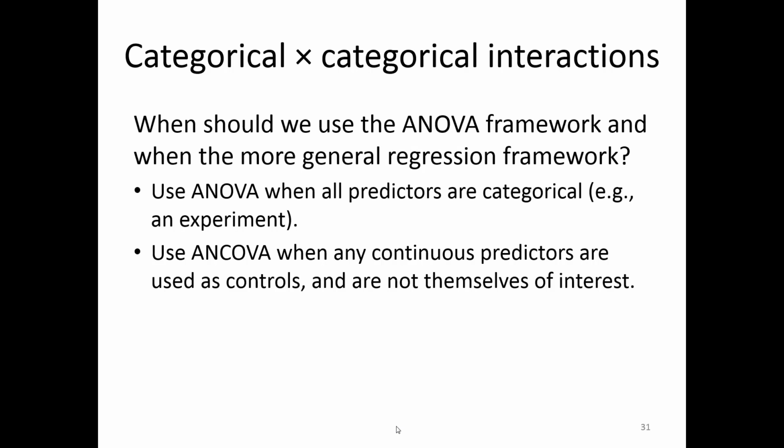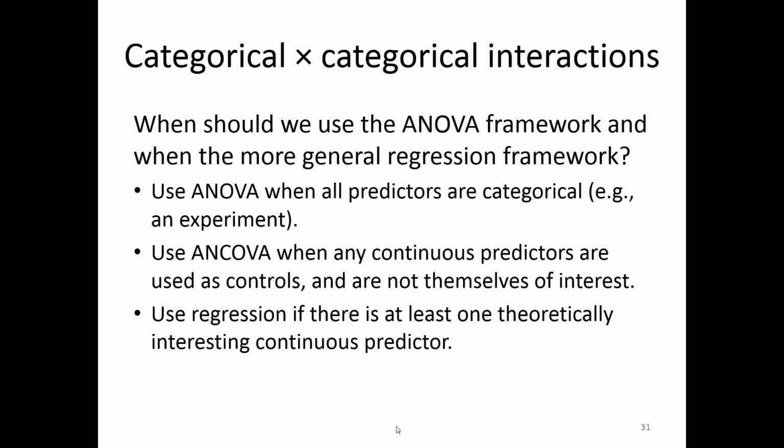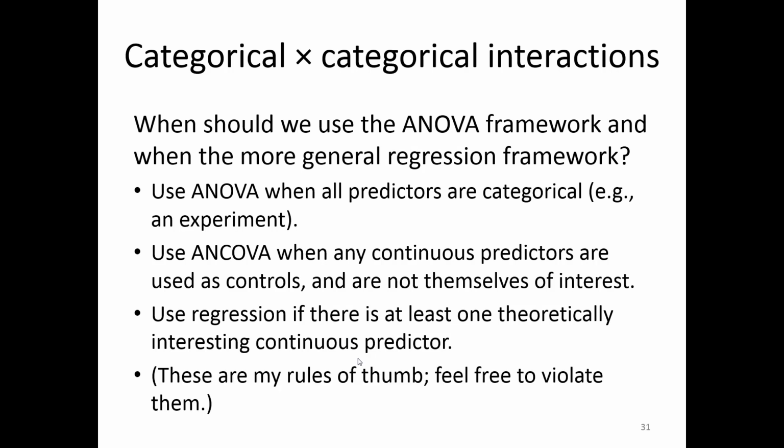Use ANCOVA when any continuous predictors are used as controls and are not themselves of interest. Use regression if there's at least one theoretically interesting continuous predictor. So this is a lot of times when we'd be interested in looking at an interaction between a categorical and continuous predictor, or when we're interested in the effects of this other continuous predictor as well as the effects of the categorical predictors. Of course, these are just my rules of thumb. I think they're pretty common, but they're just opinions, so you can feel free to violate them. They're not hard statistical rules.